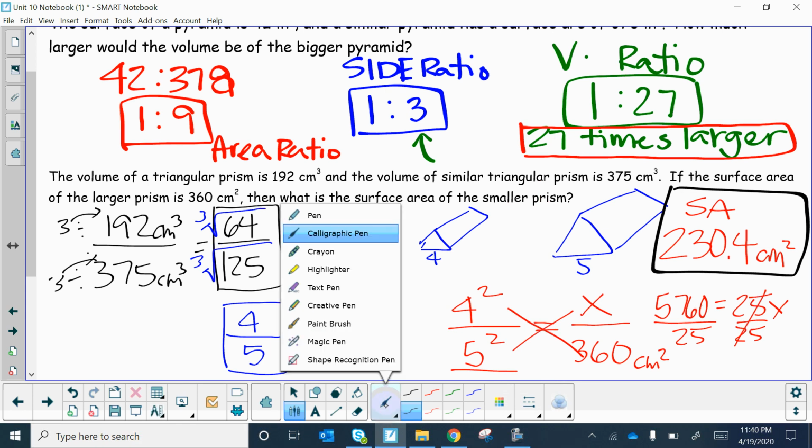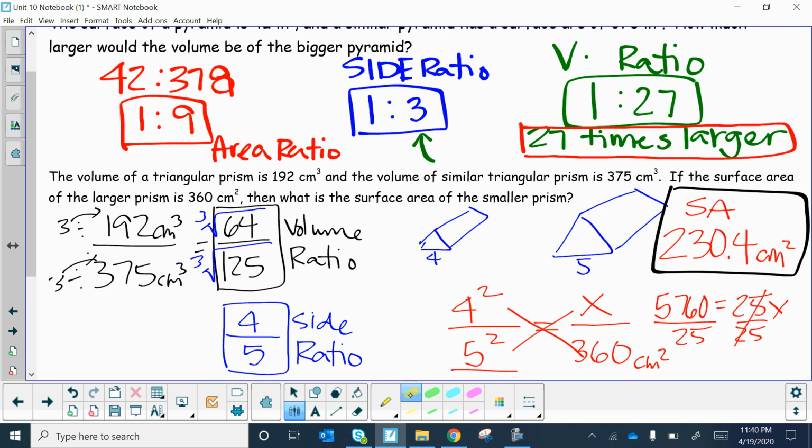So the main thing you need to remember is I'm going to highlight this. You have to use the area ratio when you want to solve for a surface area. Okay? Now, if they give us the volume ratio, you got to know how to work your way to the side ratio and then use the side ratio to get the area ratio. So you'll have some problems like this on your homework.